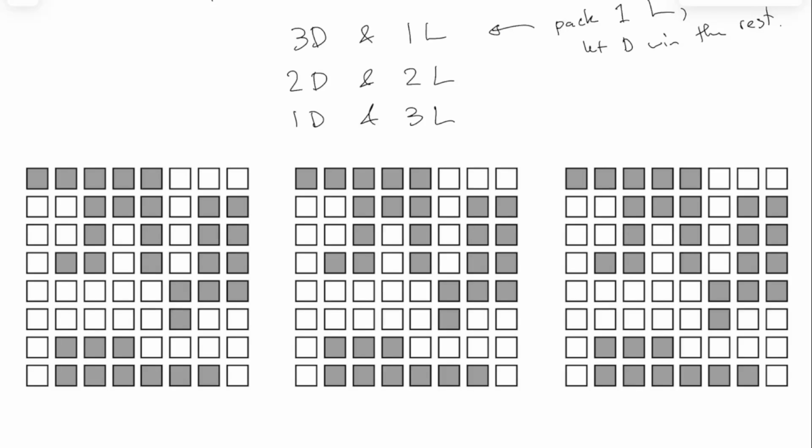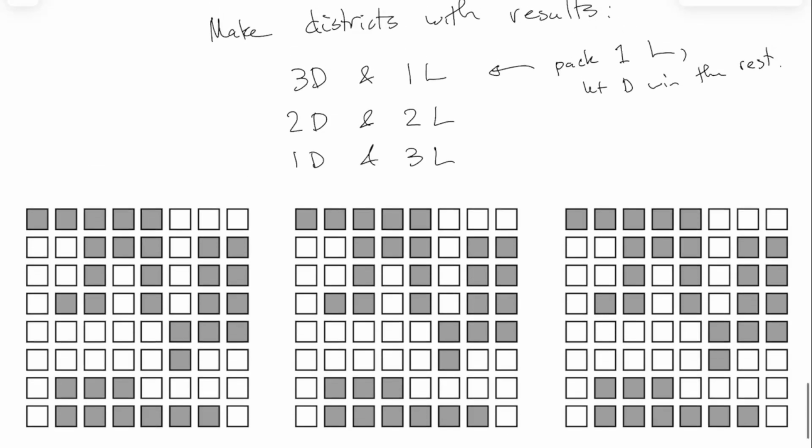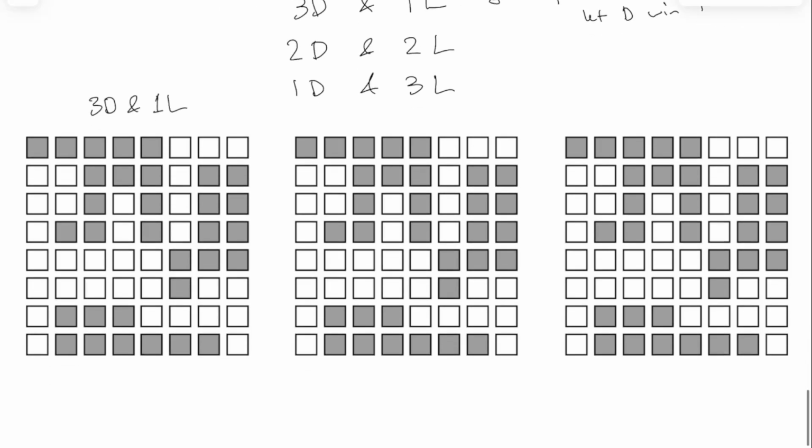I'm going to start drawing my pictures just because we need to go in a few minutes. Maybe we can just talk about them. So my first one, to get 3 D's and 1 L, let's say that's what I'm going to do here. Following my own advice here, pack 1 with L's and let D's win the rest. So what that means is I'm going to try to draw one district which is basically all L's, and they are allowed to win that one.